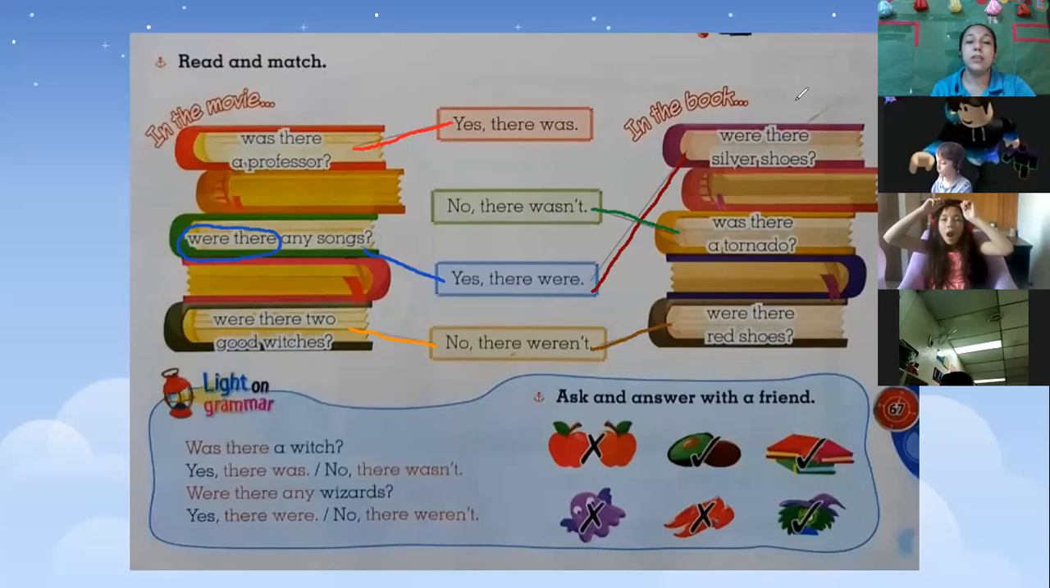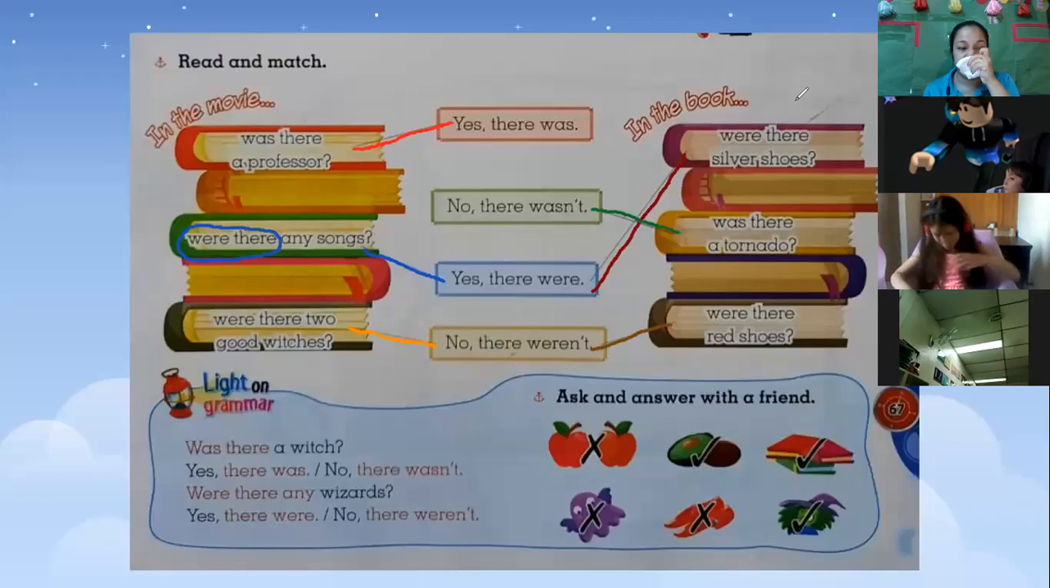Imagine that we were in the mall. Que estábamos en un centro comercial. Let's see. Was there a church? ¿Había una iglesia? Was there a church? What is the answer? No, there wasn't. Okay, si la pregunta comienza con was, su respuesta va a ser con was. Si la pregunta comienza con were there, su respuesta va a ser con there were. Is this part clear?